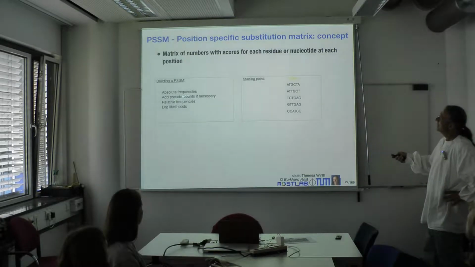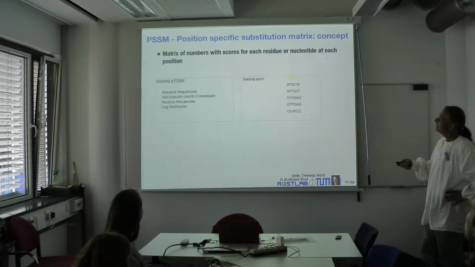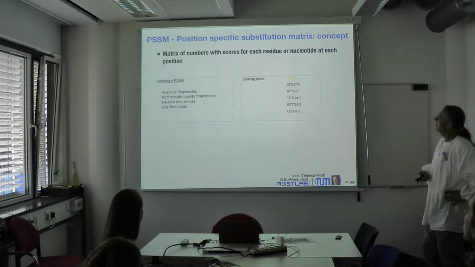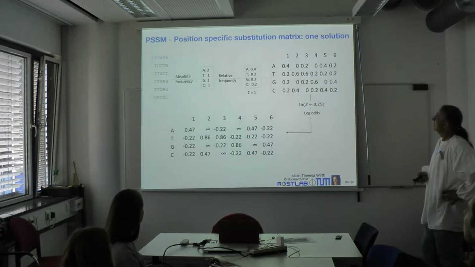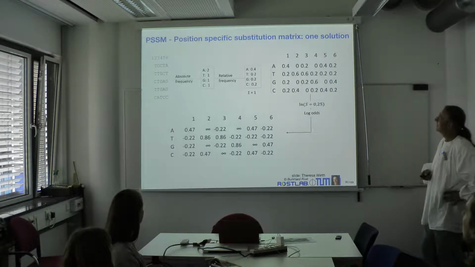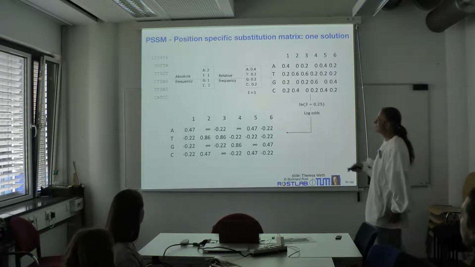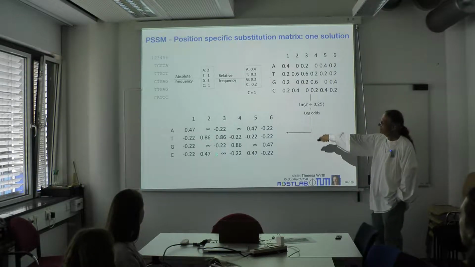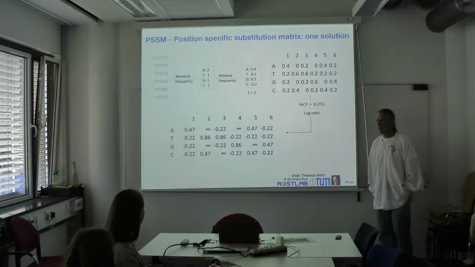Building the PSSM, you begin with absolute frequency, turn them into pseudo counts, relative frequencies, and log likelihoods. This is all math. Ultimately, you normalize by what the background probability is of these, and then you essentially get to the log odds, and the log odds now tell you at every single one of these positions, 1, 2, 3, 4, 5, 6, 7, what's the probability of having one of these 4 letters in there.